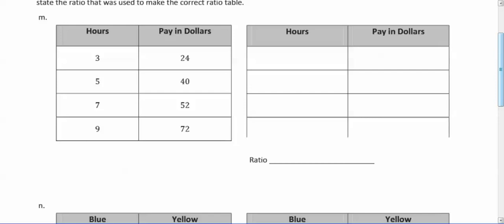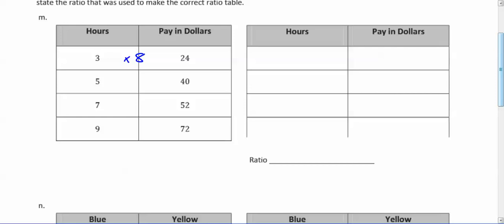3. Nope, 3 times what gives you 24, Cruz? Anaya's going to help you out. 7. All right, guys, we got to practice our math facts, all right? So 3 times what gives us 24? 8. Okay. Some kids are like, oh, whoops. All right, so 3 times 8 is 24, so you're getting $8 every hour, right?